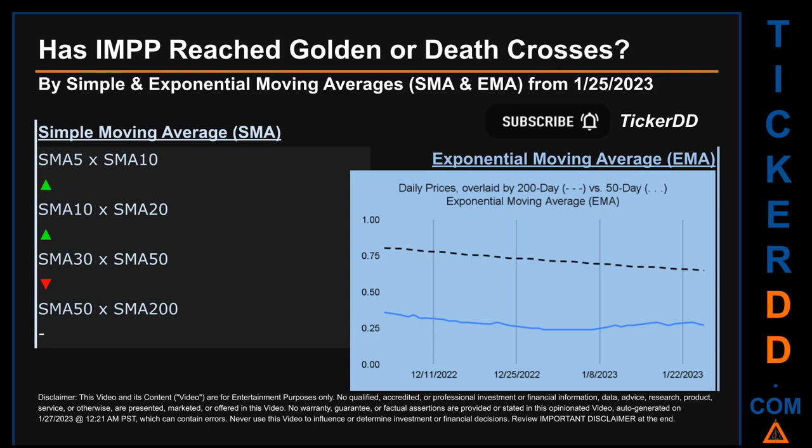Continuing with SMA, we looked across the 5 to 10, the 10 to 20, and the 30 to 50-day ranges to see if golden and death crosses had been reached. We found golden cross signals for the 5 to 10 and the 10 to 20. We found a death cross signal for the 30 to 50. We could find neither a golden cross nor a death cross signal for the 50 to 200.